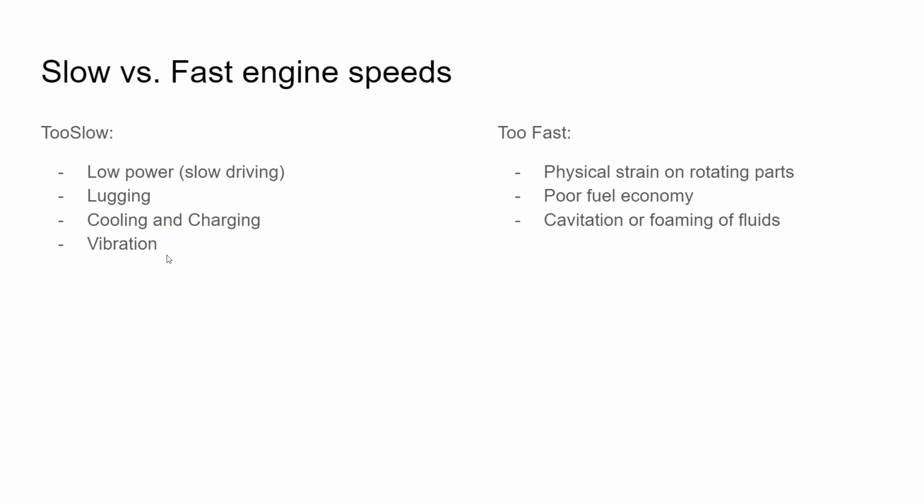There's also a vibration factor at play that goes in with the lugging thing. If you're turning an engine at really low RPM, the counterbalance weights and everything are intended to run at a certain RPM range. And if you're outside that RPM range, the counterbalance weights will not be as effective. And the vibration that you could experience could cause damage to the engine.